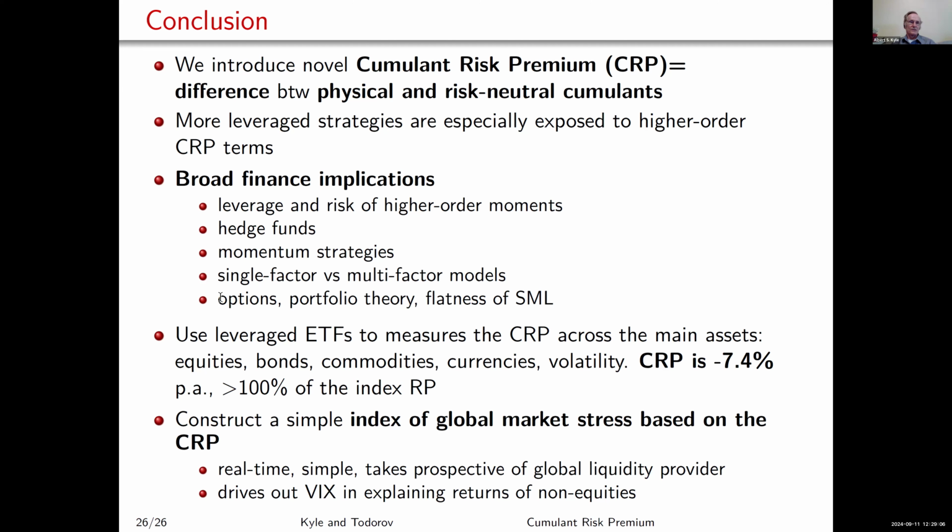So to summarize, what we're doing here is we introduce this cumulative risk premium, and show that highly leveraged strategies are exposed to these higher order cumulative risk premium terms, the higher order cumulants that describe the distribution. We think it has broad finance applications. We think it can explain risk premiums, and we think you can use it to construct a global index of market stress that's at least as good as VIX. So maybe I'll stop here and entertain some questions.